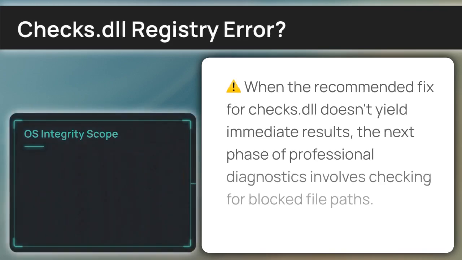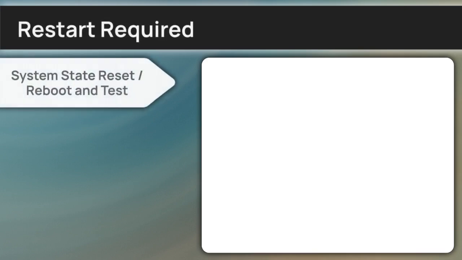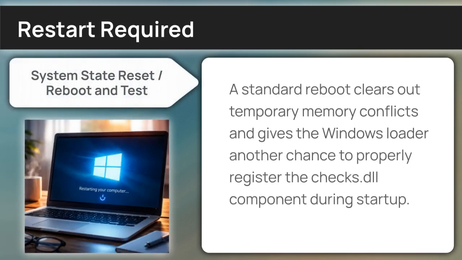If the Redistributable repair didn't resolve the pop-up, the next logical step is to analyze the local environment for process conflicts. A full system restart clears the temporary memory cache and allows Windows to attempt a fresh initialization of all required libraries, including Checks module.